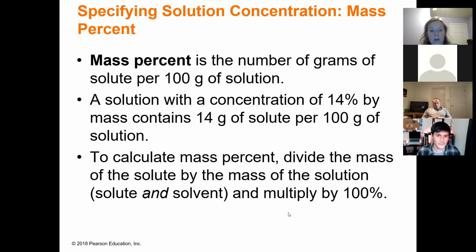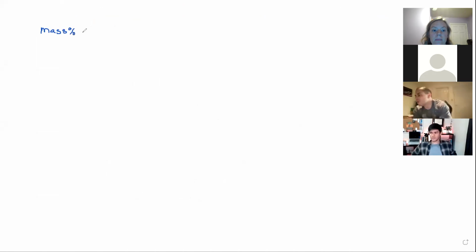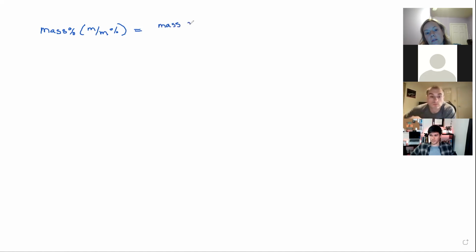So the three ways that we're going to describe these, I'm just going to summarize all these slides on our whiteboard. There are more ways to describe concentration than these three, but these are the ones that I will test you on and you will see with your lab. The first one is something called mass percent, sometimes written as M over M percent. The equation for this is the mass of the solute over the mass of the solution.